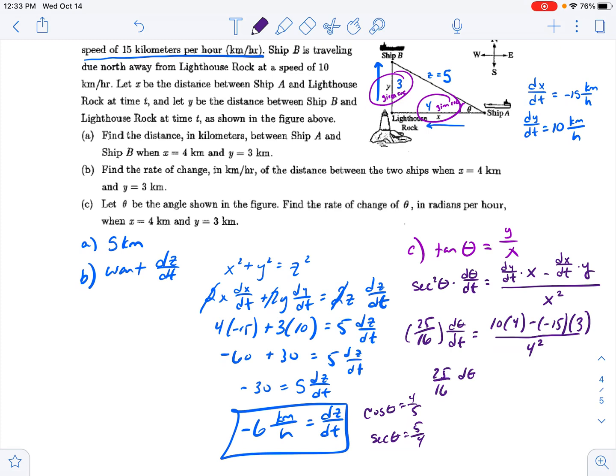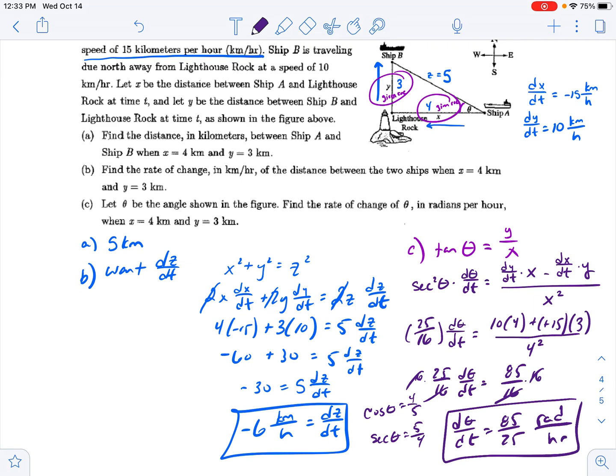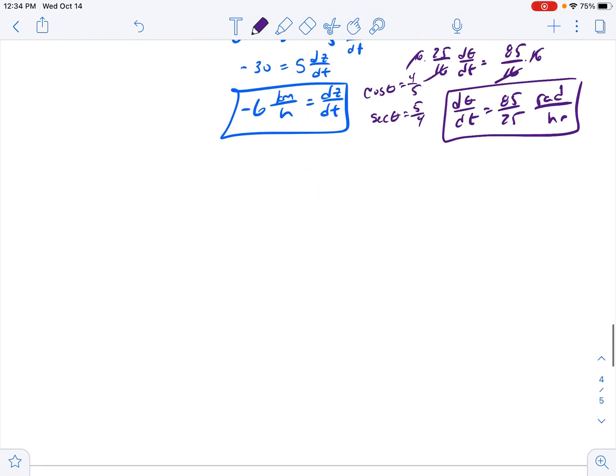Okay, and now from here, let's see if we can clean this up a little bit. 40 plus 45 is 85 over 16. I'll multiply both sides by 16, just gets rid of those. And then I'll divide by 25. And always in radians per unit of time. Okay, you don't need to simplify that. You can if you want. I believe that would be 13/5, but that's not necessary. Okay, or 17/5, excuse me.